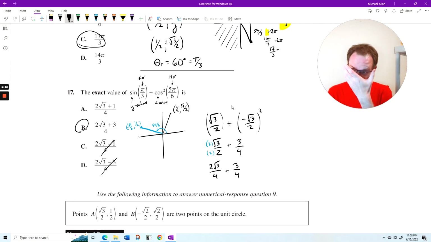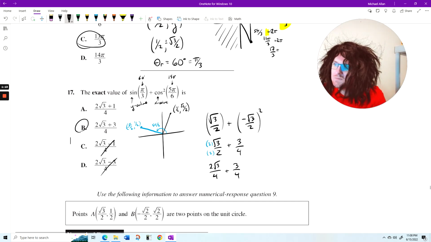And when all else fails, just plug in your calculator, right? Match it up to the answers. Just make sure your calculator's in the right mode for that one. Cool.